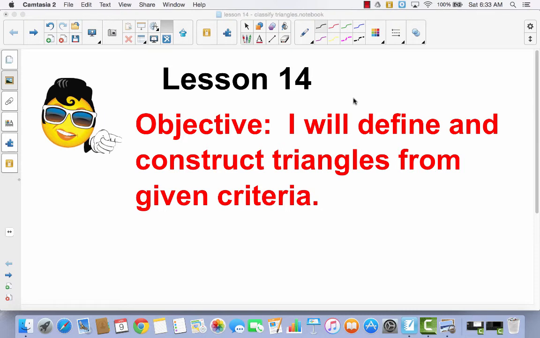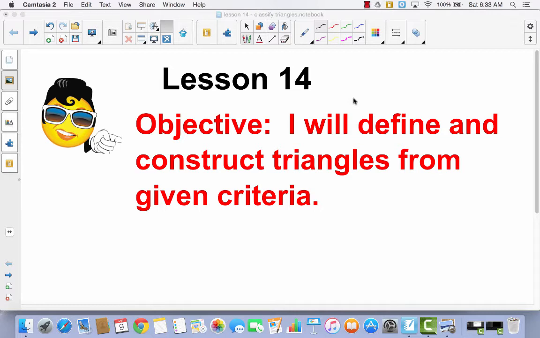Lesson 14, I will define and construct triangles from given criteria. In Lesson 13, we learned to sort triangles based on the length of their sides or based on their angle measurements. Well, today we're going to actually construct triangles, which means we're actually going to draw triangles based on given criteria. We're not going to have any practice today, which means you're not going to need your math journal.